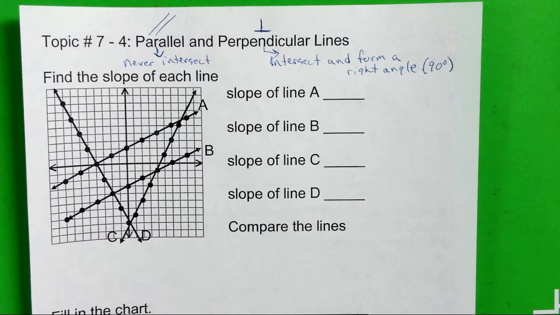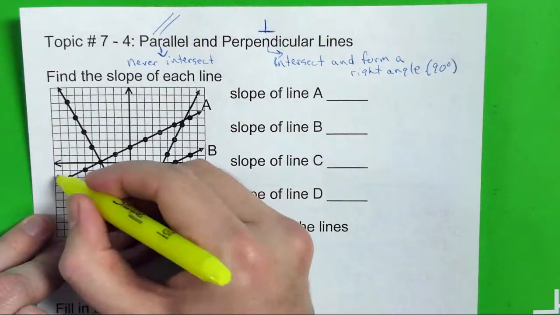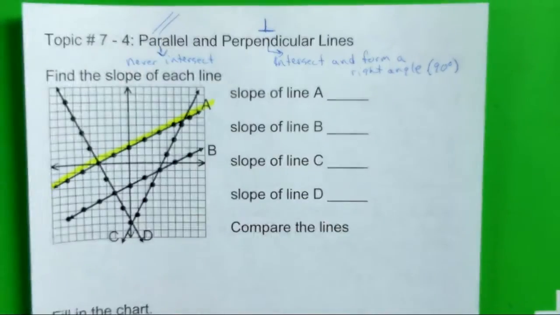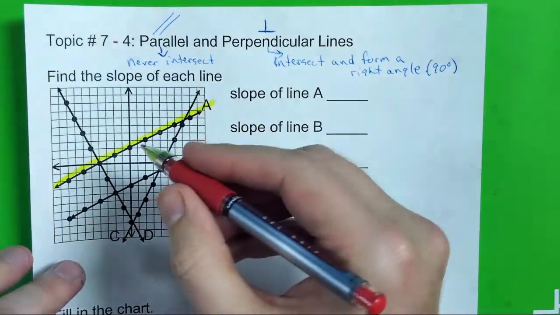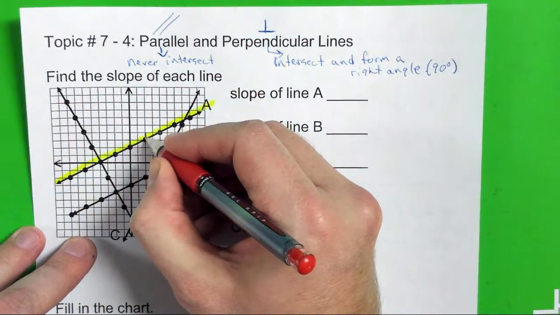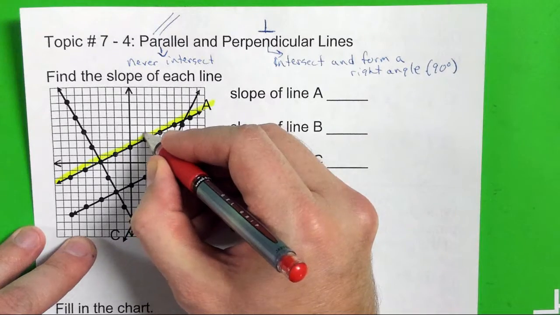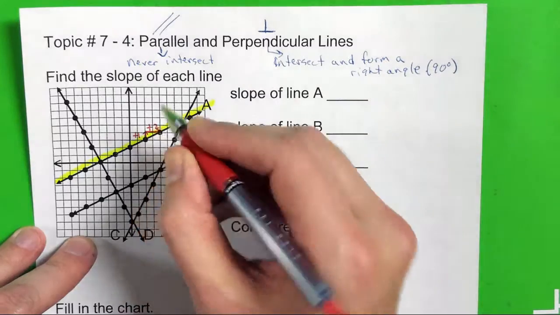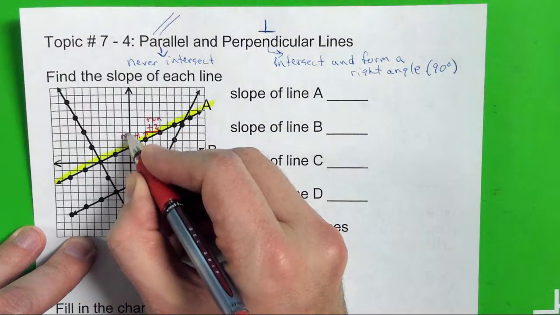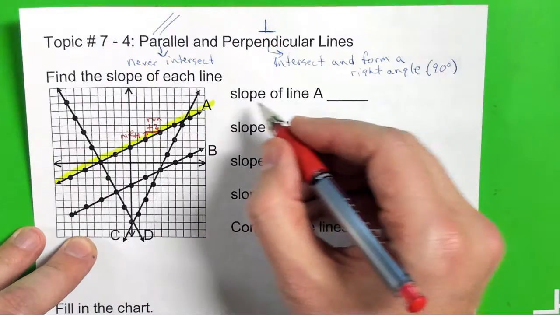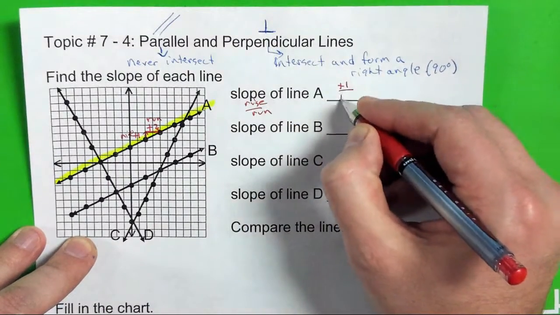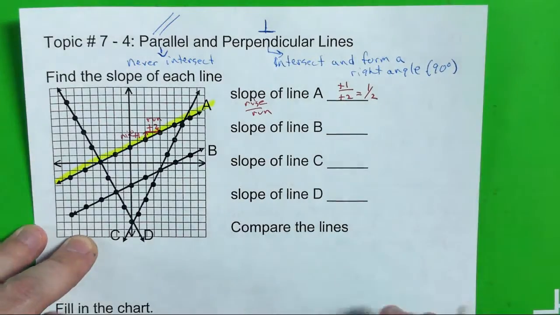So what I'm going to do is we're going to go through the lines here. The first line is in yellow. And we need to pick 2 points. I'll just pick these 2 points here. This point and this point. So I'm going to go up 1. And I'm going to go how many to the right, Ruby? 2 to the right. So this is the run. This is the rise. And we know that slope is rise divided by run. So I'm going to get plus 1 over plus 2, which is just the same as 1 divided by 2.